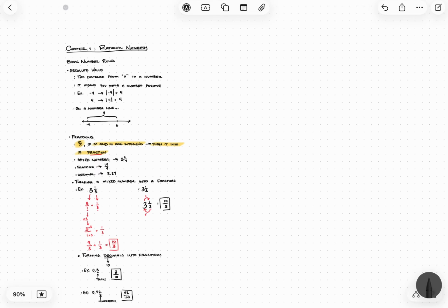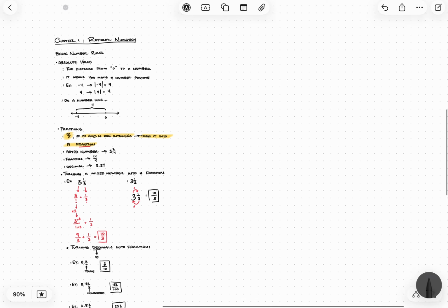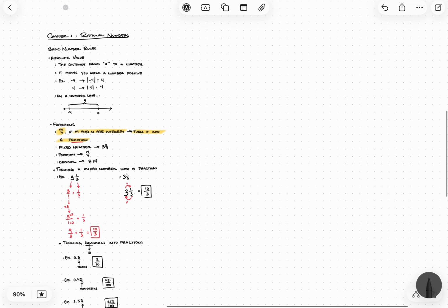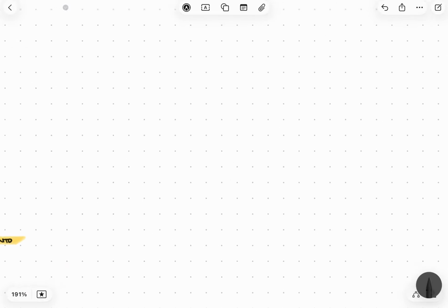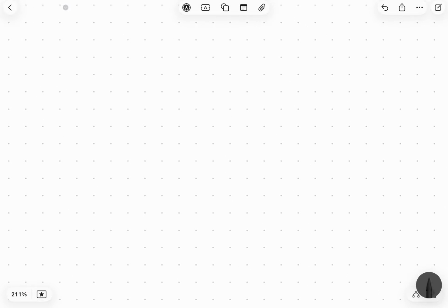So we're continuing on with our basic number rules, and now we are going to go into turning fractions into decimals. And so I'm going to start a new column, but you could just continue on with the page, and it's still under the basic number rules. So we're just going to do a bullet point. And in this bullet point, we are going to have turning fractions into decimals.